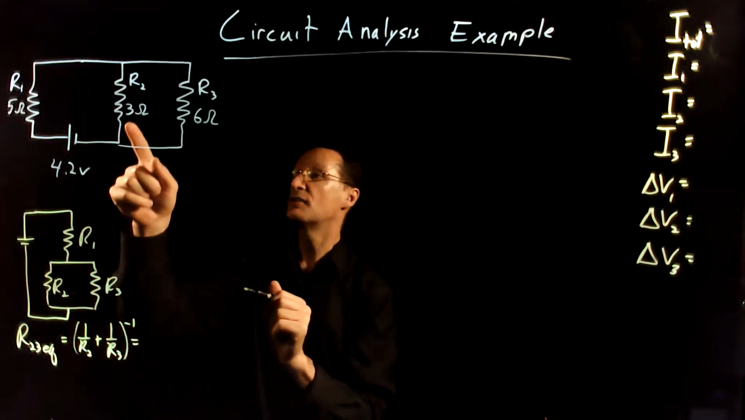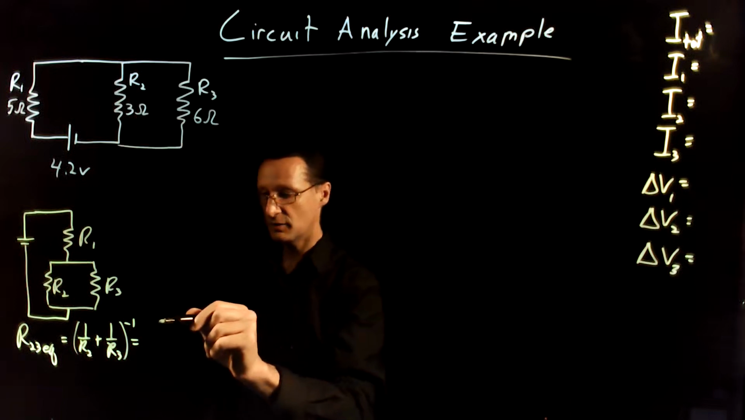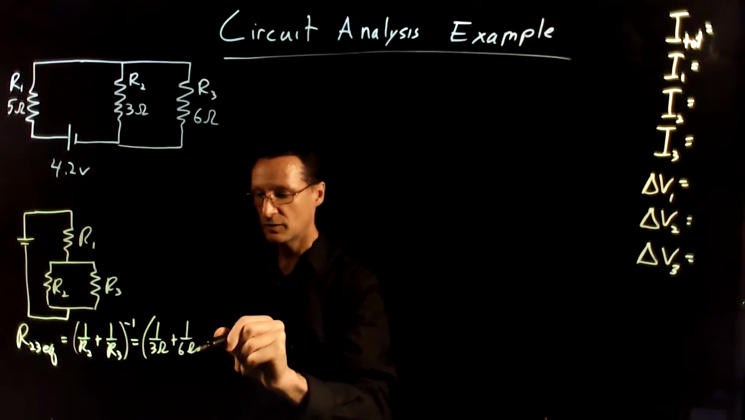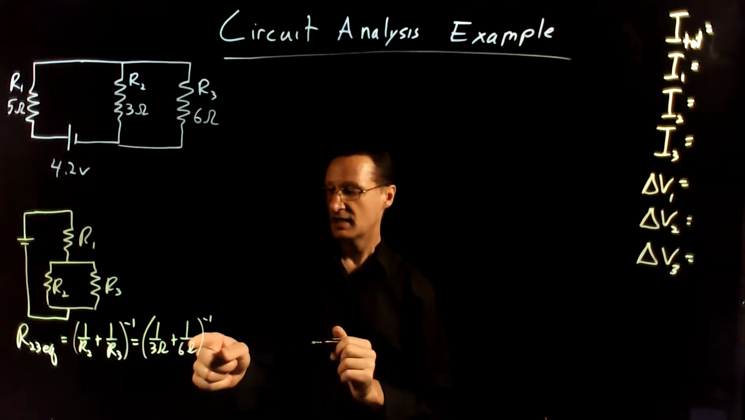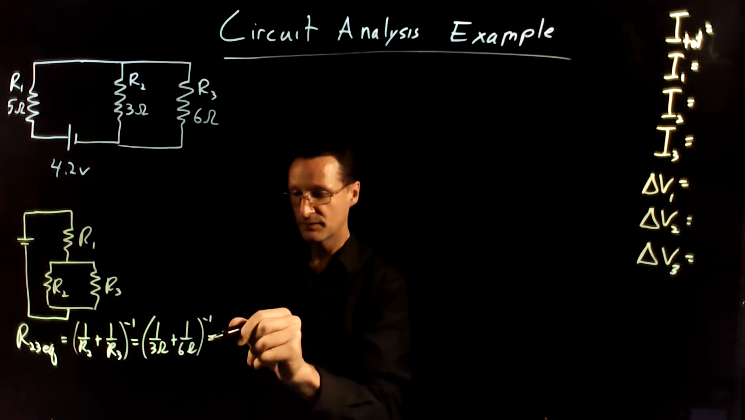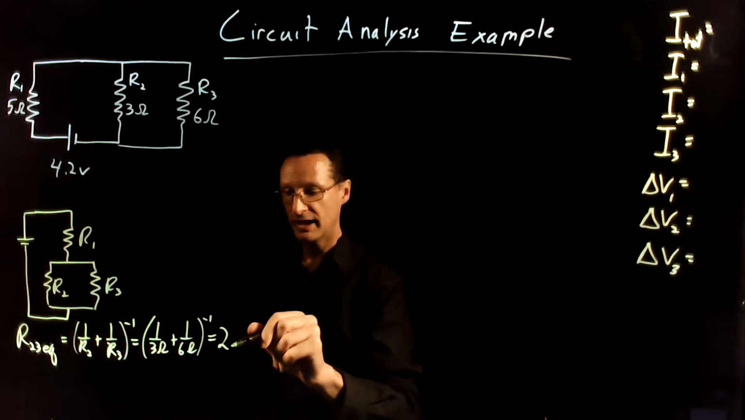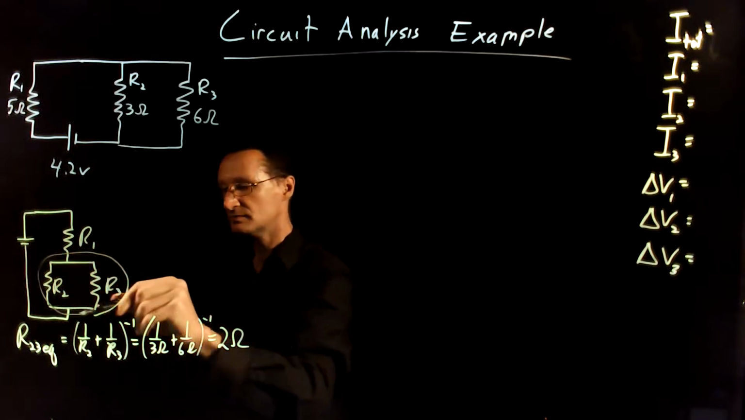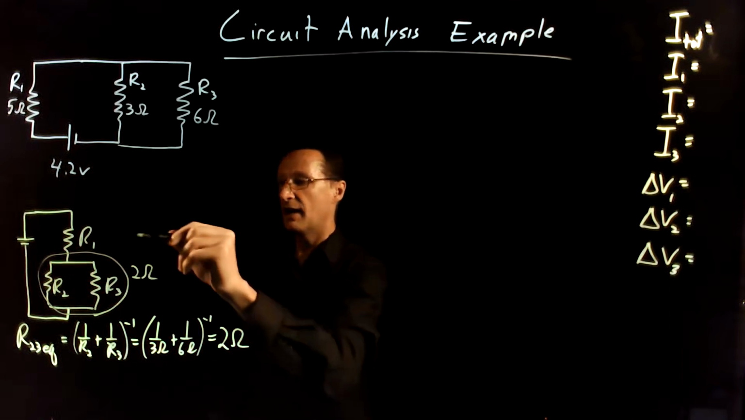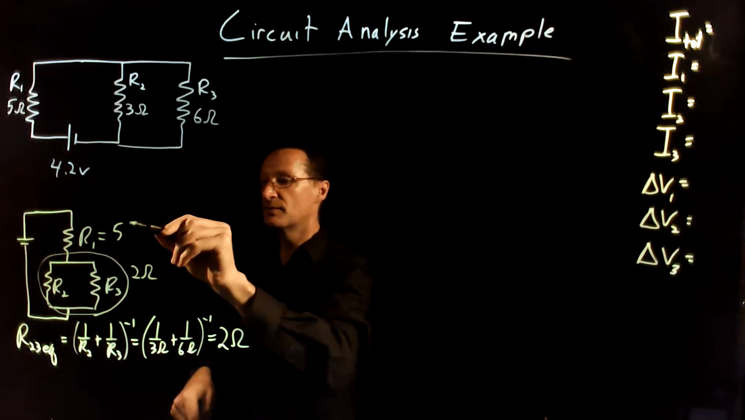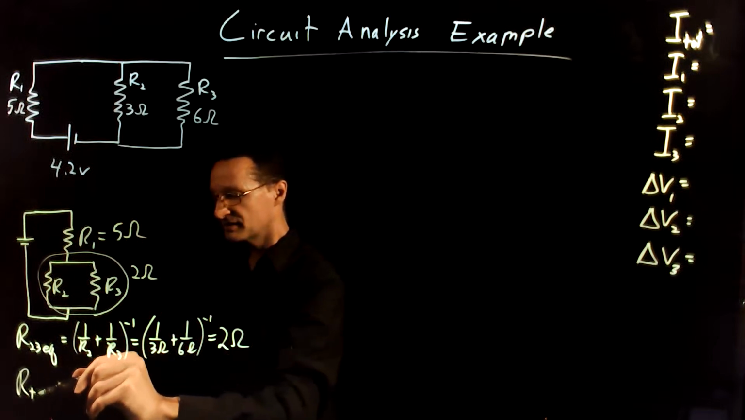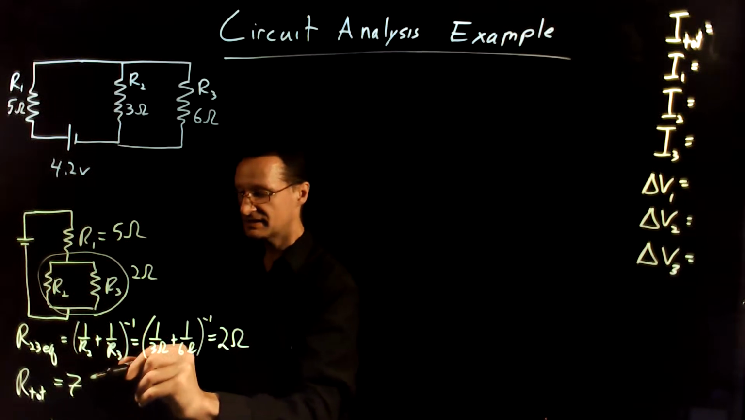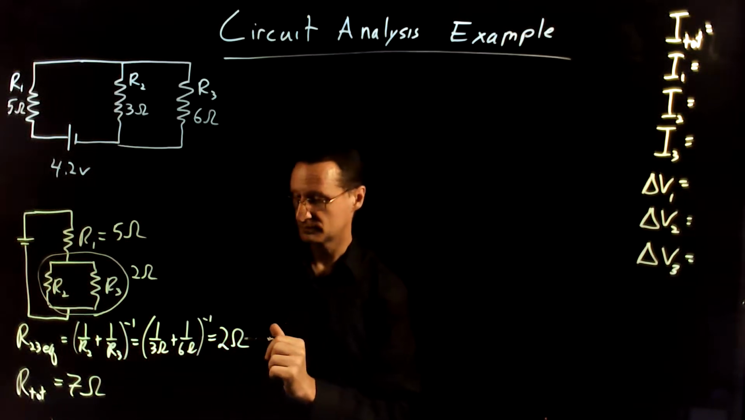So this is 3 and 6 ohms. So this is 1 over 3 ohms plus 1 over 6 ohms, and I have to invert that at the end. When I do all this math, I'll let you do that on your own. I get 2 ohms. So this equivalent here is 2 ohms. Okay, this one is 5 ohms, so the total resistance is going to be this 5 ohms plus this 2 ohms. So that's going to be 7 ohms total.